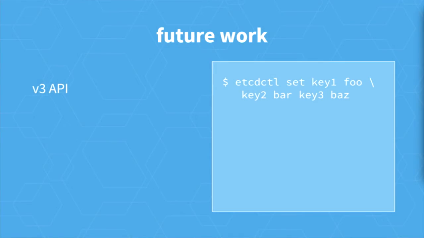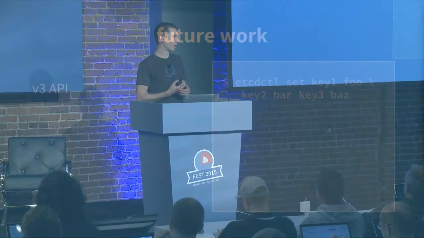So, things that we can do better, things that we want to do next. The first is we're working through what we need for a v3 API of etcd. One of the first requirements that we've gotten from Vulcand, from our own use case of Fleet, and from Kubernetes is the idea of multi-key transactions.